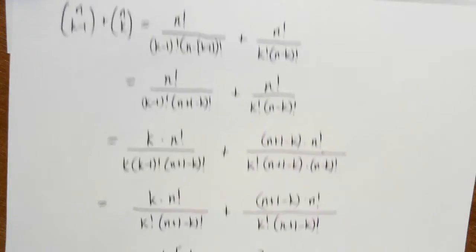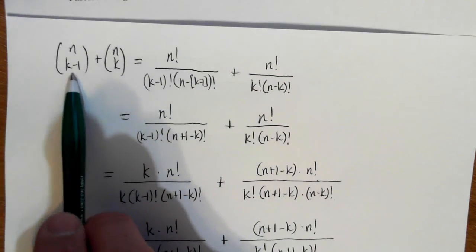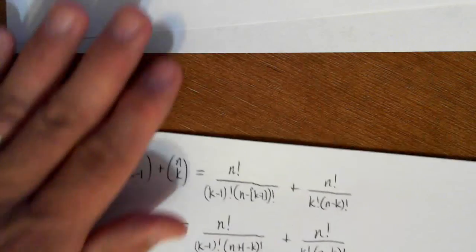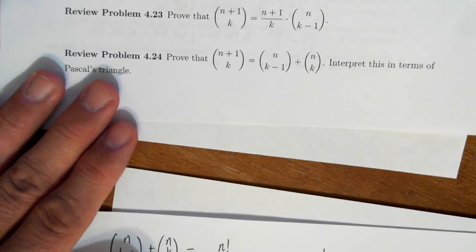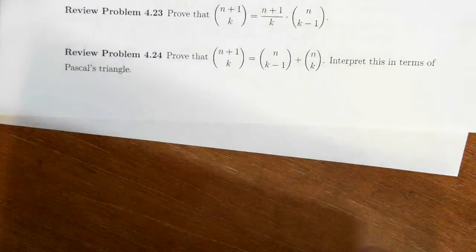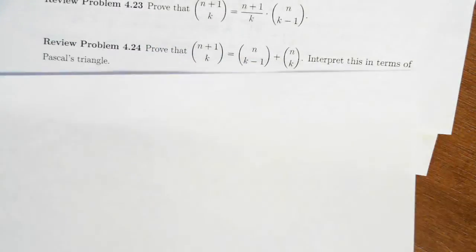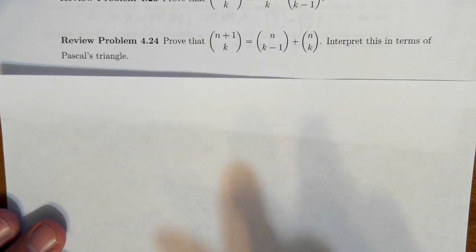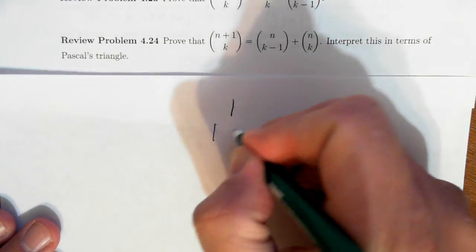And so the net effect is that by starting with n choose k minus 1 plus n choose k, by working with the factorials, we end up with n plus 1 choose k. Now, what does this mean in terms of Pascal's triangle? Well, this is basically how we figure out Pascal's triangle quickly, when you first saw this, probably in high school. 1's on the side.